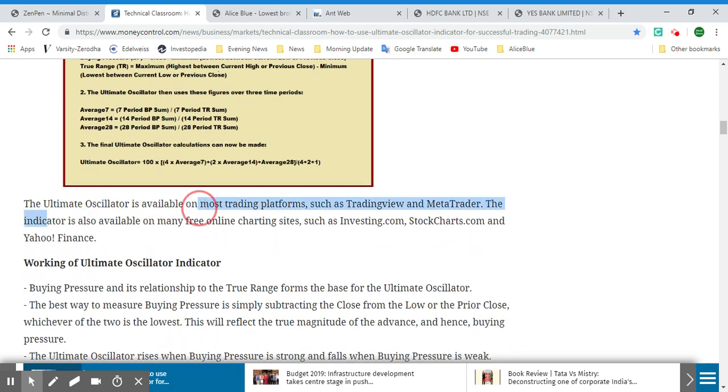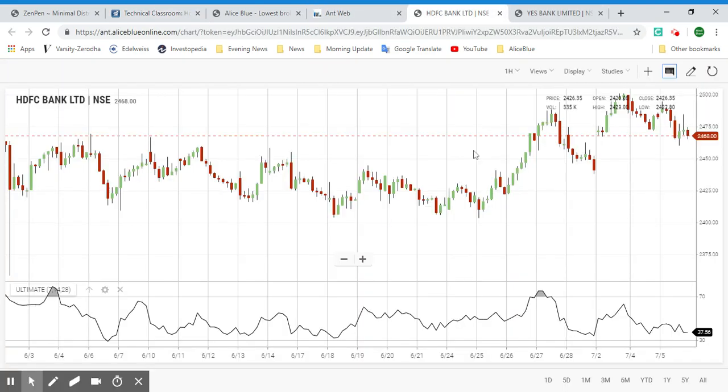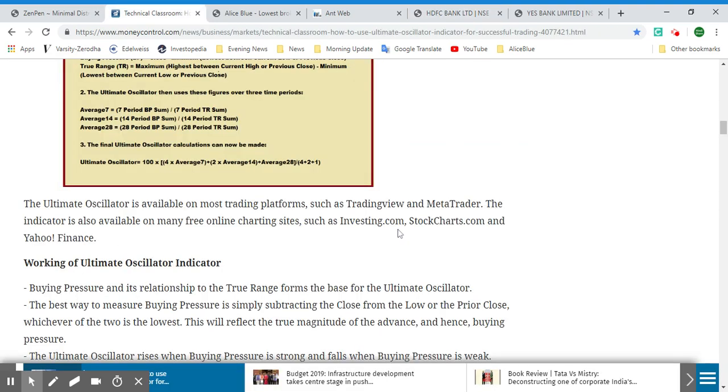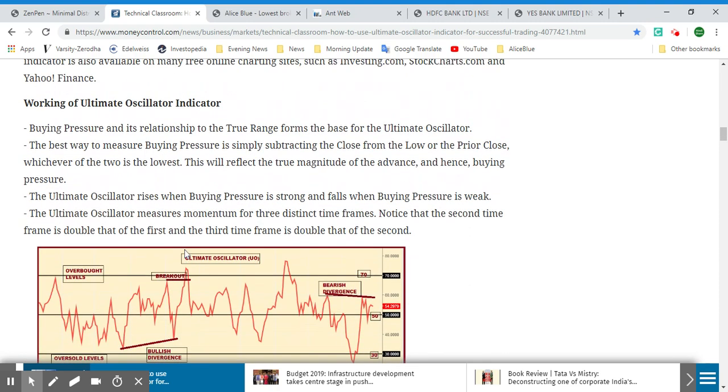The good news is the ultimate oscillator is given on most trading platforms such as TradingView and MetaTrader, in free online charts also such as investing.com, stockcharts.com, and Yahoo Finance. So if you can't access the Antweb's trading platform, you can open these free online charting sites such as investing.com, stockcharts, and Yahoo Finance. Now let's see how the indicator works.